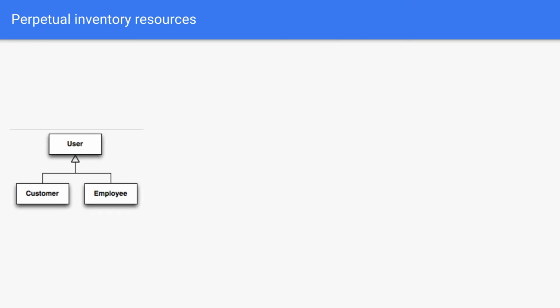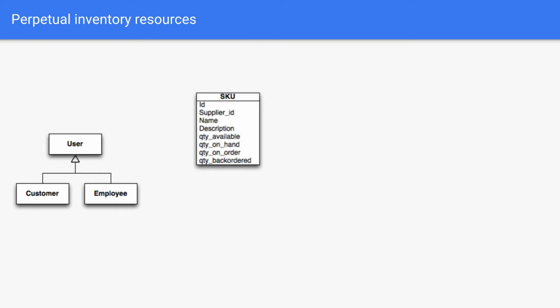So some of the resources that we're going to have to implement to build this perpetual inventory system include our user model. So we have two different kinds of users here. We have customers and employees, and they're going to have different abilities to affect these resources. So customers will be able to create purchases, but they won't be able to record a receipt or create a purchase order, things like that. Our employees will be able to receive shipments, send out shipments, but they won't be able to actually purchase items and create sales orders.